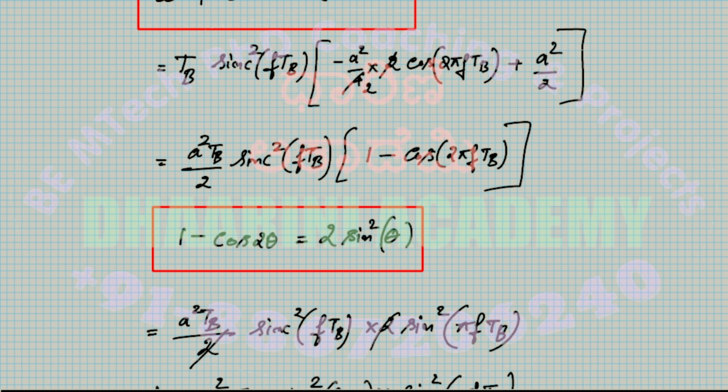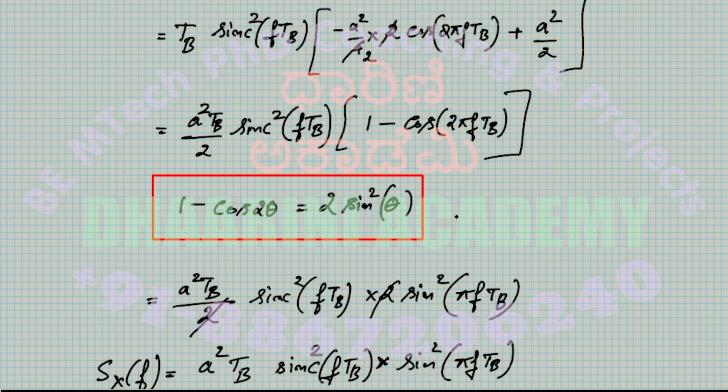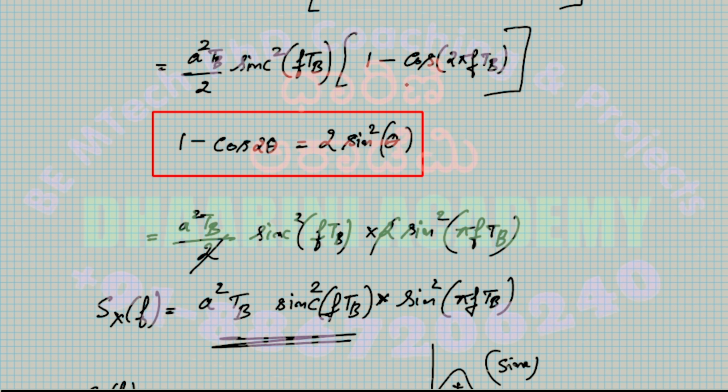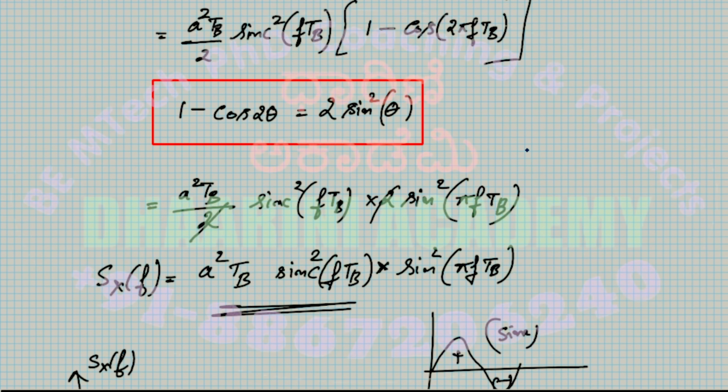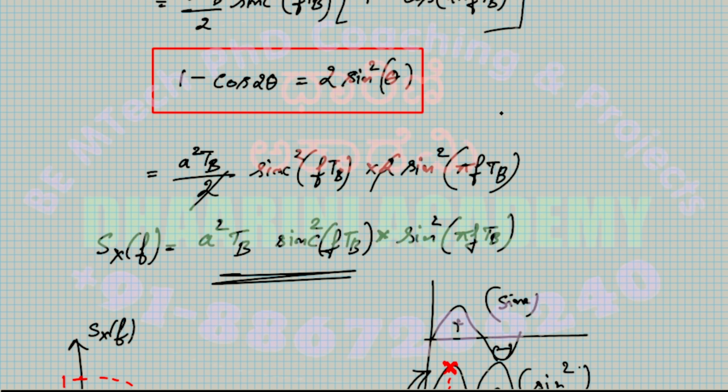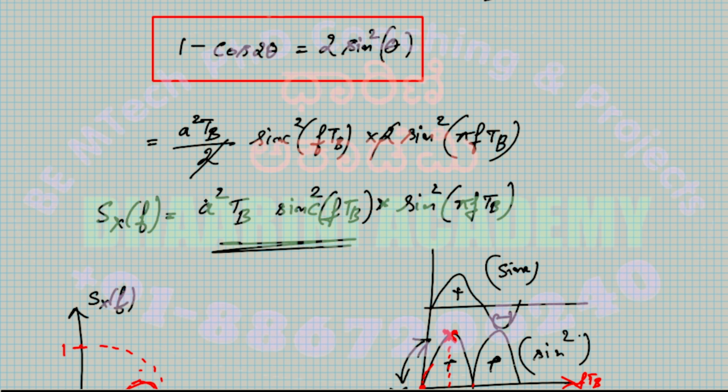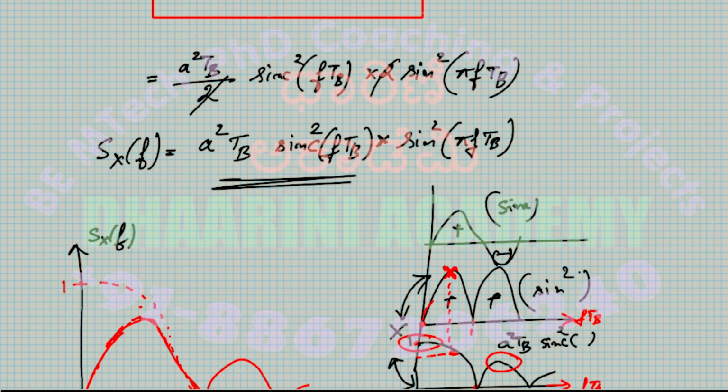So replace. I have A square TB by 2 sinc square f TB as it is. Then 1 minus cos inside the bracket can be 2 sine square of the half angle. So 2 pi f TB becomes simply pi f TB. That's just because whatever is inside the bracket you consider as 2 theta, so 2 theta becomes just theta. That's how it's going to look. The simplified answer I wrote here is Sx of f equal to A square capital TB sinc square of f TB multiplied by sine square of pi f TB.